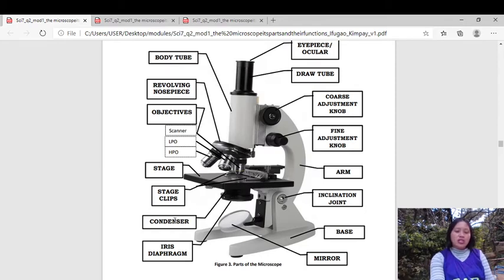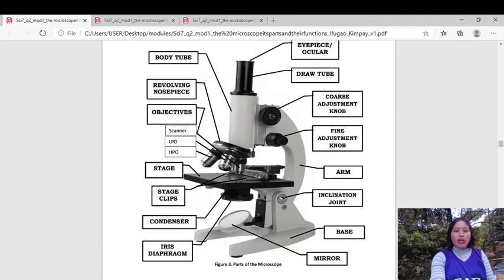What about the condenser? The condenser focuses or reflects the light to the specimen or object being studied. Next you have the stage clip. The stage clip holds the glass slide where the specimen is. And the stage is where you place the glass slide that contains the specimen to be observed.